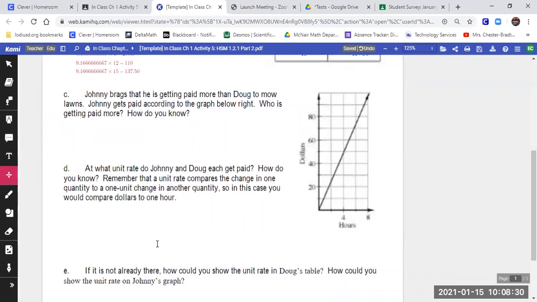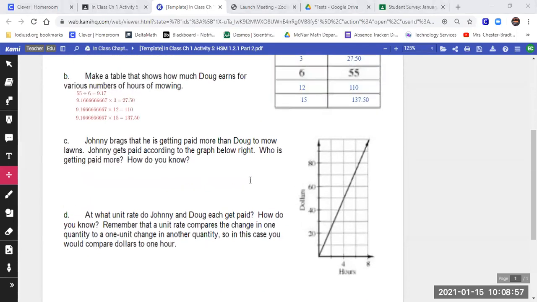Johnny brags that he gets paid more than Doug to mow lawns. Johnny gets paid according to the graph at the right. Who gets paid more and how do you know? So the way we're gonna, is Johnny's relationship proportional or not proportional? Is Johnny's relationship proportional or not proportional? It is 55. 137.55.